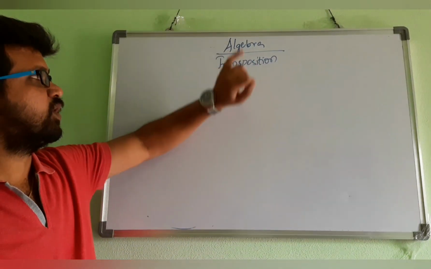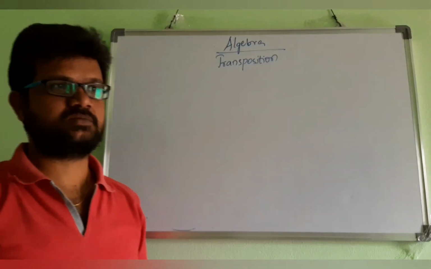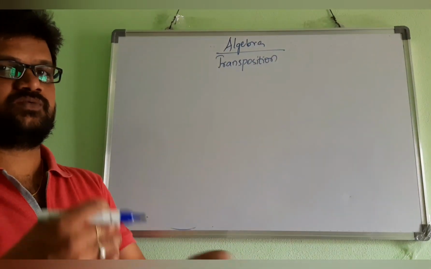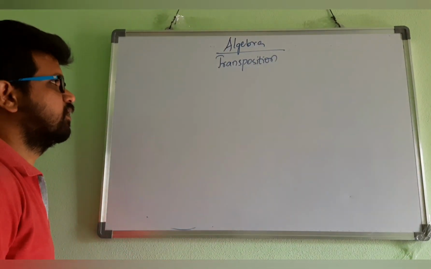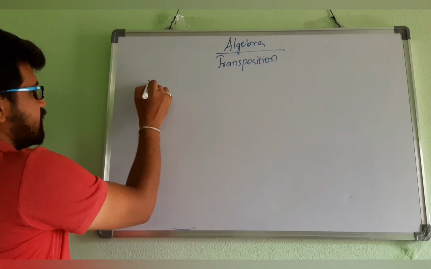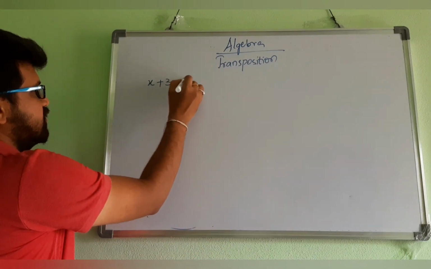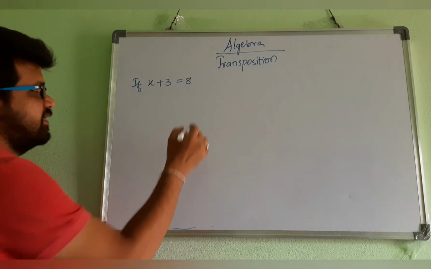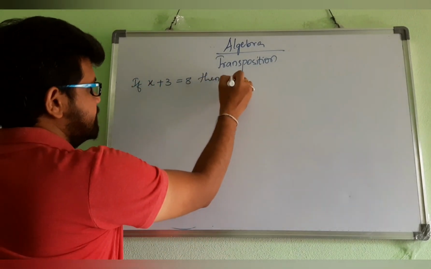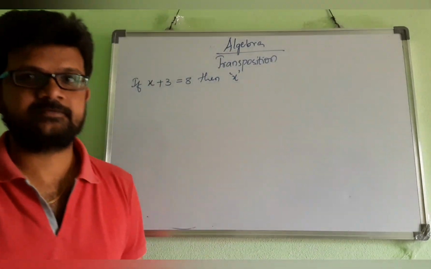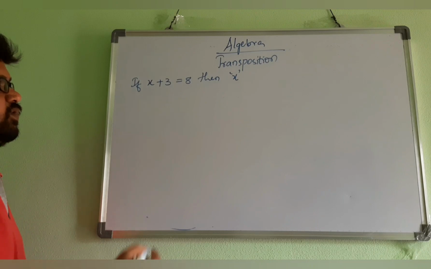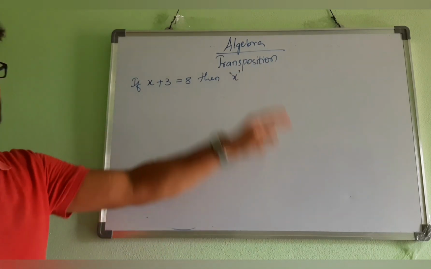Next, one more basic concept is transposition. Many of the students are making mistakes in this also. Transposition, so from LHS to RHS. So let us take one example. x plus 3 is equal to 8. If x plus 3 is equal to 8, then find x. So how to find this x? In this case we use transposition.